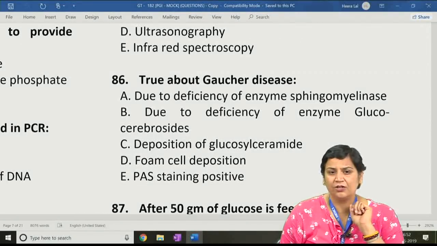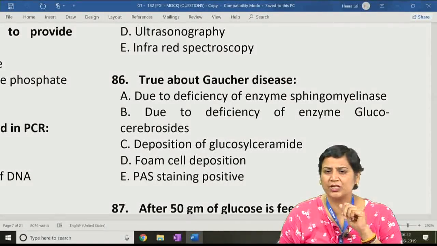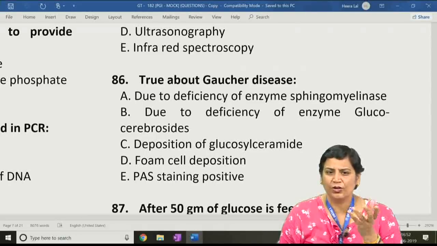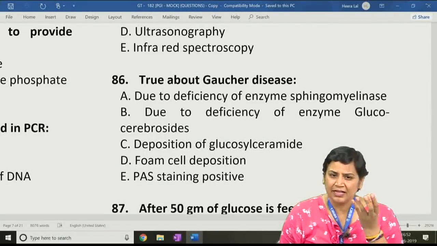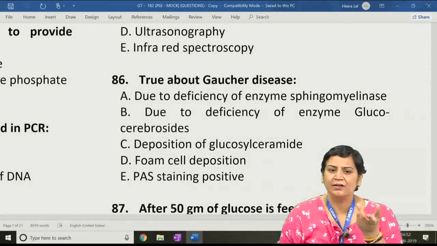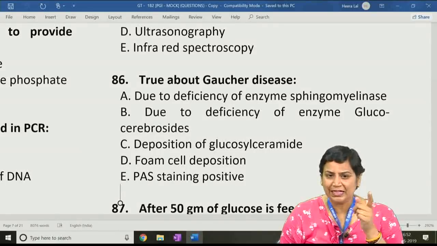So the options here is due to the deficiency. Sphingomyelinase deficiency leads to Niemann-Pick disease. Foam cell deposition is not a characteristic feature of Gaucher's disease, but PAS staining is positive in this. So in Gaucher's, you can say it is due to the deficiency of enzyme glucocerebrosidase. Deposition of glucosyl cerebroside will be there, and this PAS staining will be positive. So the answer of question 86 would be B, C and E.